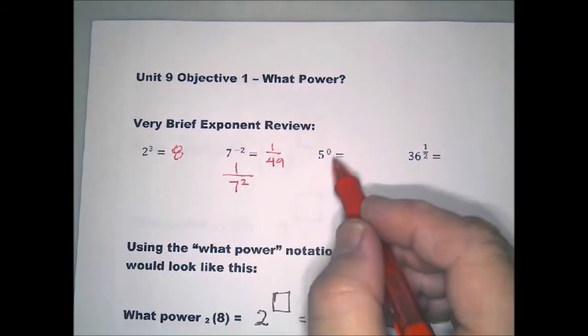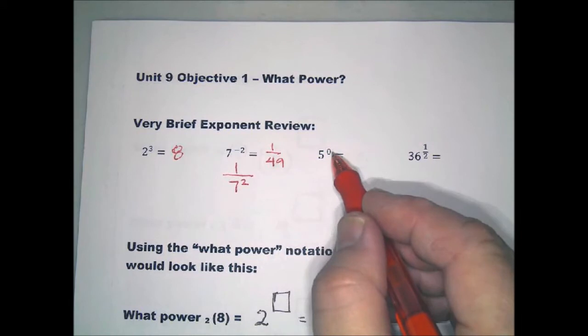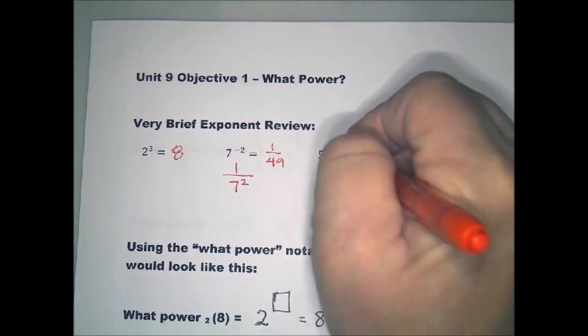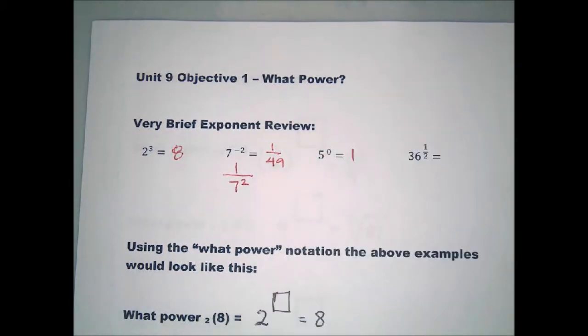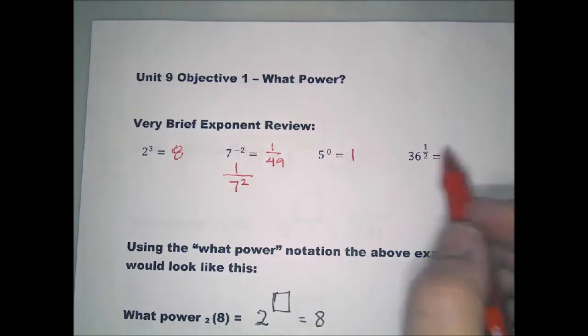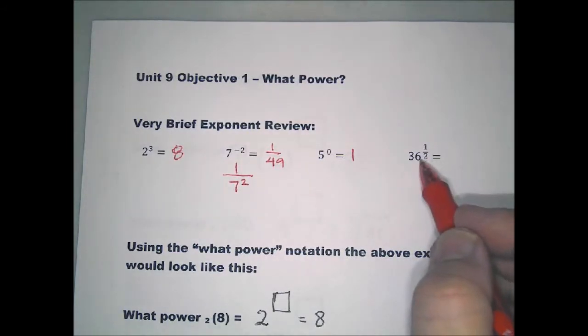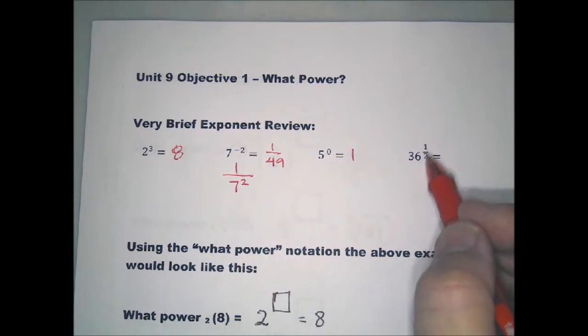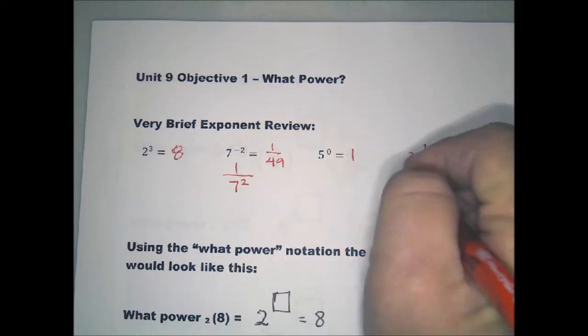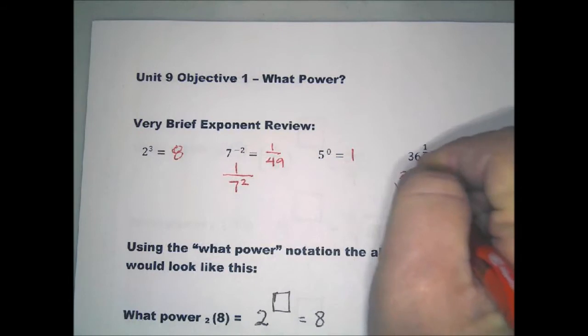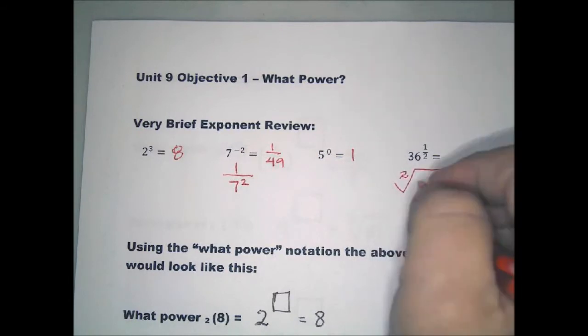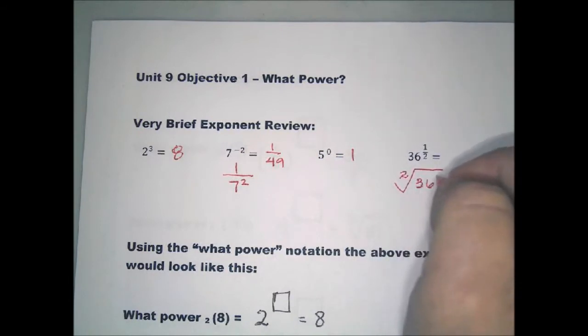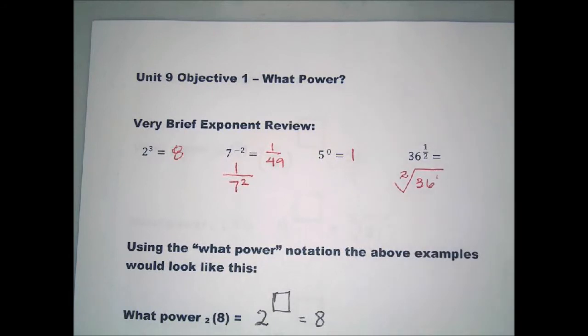Another rule, 5 raised to the 0 power. Well, anything raised to the 0 power has a value of 1. And then the last rule, the fractional exponent, 36 to the 1/2 power. Well, that's the same thing as putting it in radical form, and the denominator is the index of the radical, so we would be looking at the square root of 36 to the 1st power, and the square root of 36 is 6.